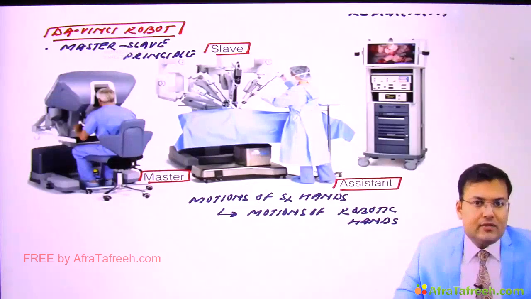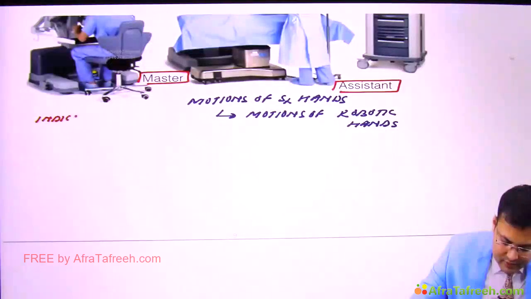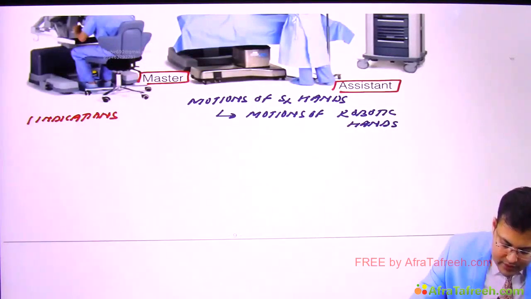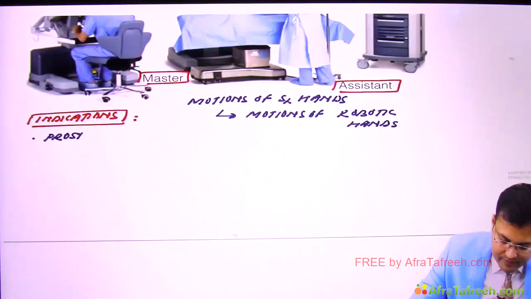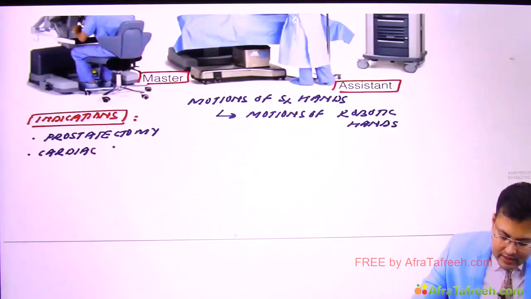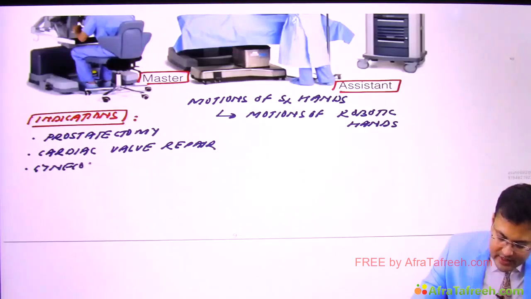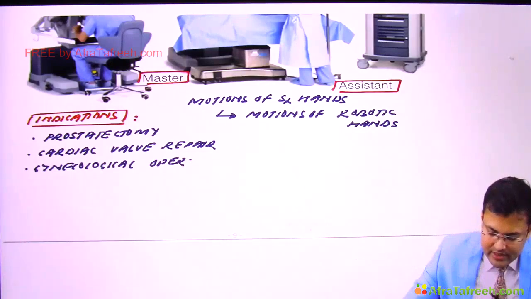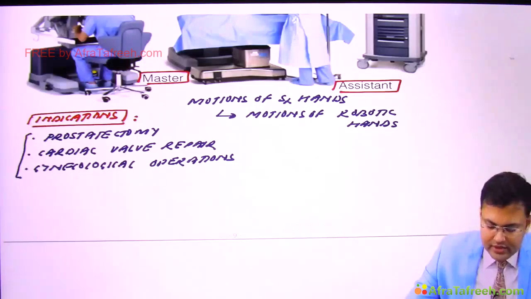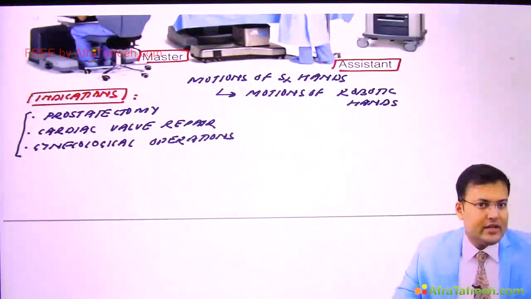So what are the indications of robotic surgery? Generally it is used for urological surgeries like prostatectomy. We are using it for cardiac valve repair, and it is also used for gynecological operations. Clear? So any surgery where there is limited space or limited visualization, we use the robot. So these are the indications of robotic surgery.